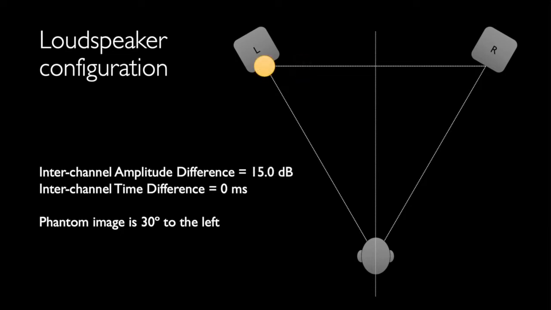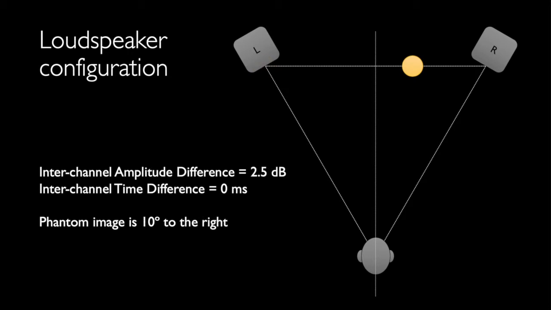Interchannel amplitude panning, 30 degrees left. The left channel is now 15 decibels louder than the right channel, and the interchannel time difference is 0. The image should appear to be positioned 30 degrees to the left of center, or in the left loudspeaker.